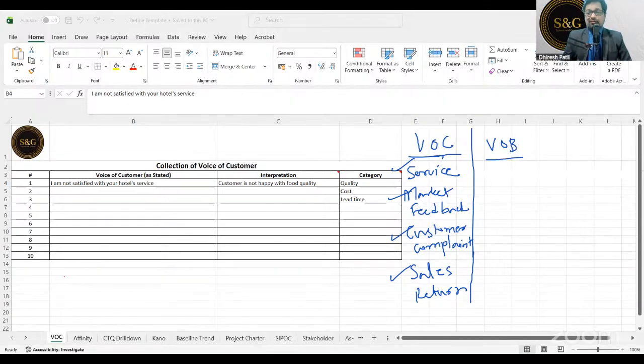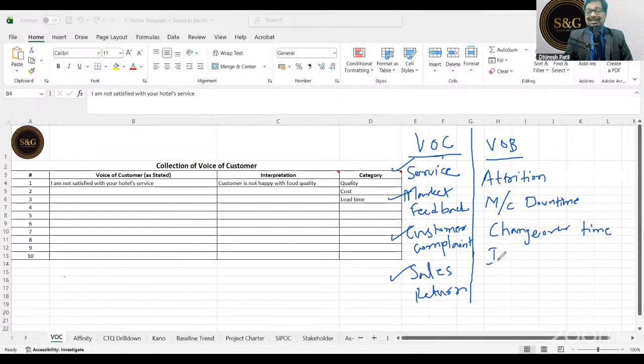Against that, what is voice of business? Voice of business are internal projects. For example, employee attrition is an internal project, voice of business. Then machine downtime, or changeover time, or internal rejection, or average call handling time, AHT. All these are internally driven projects.